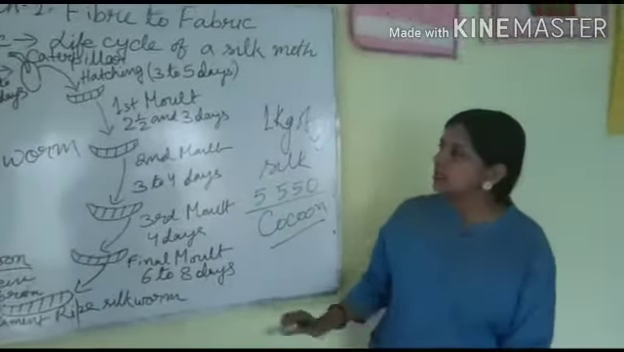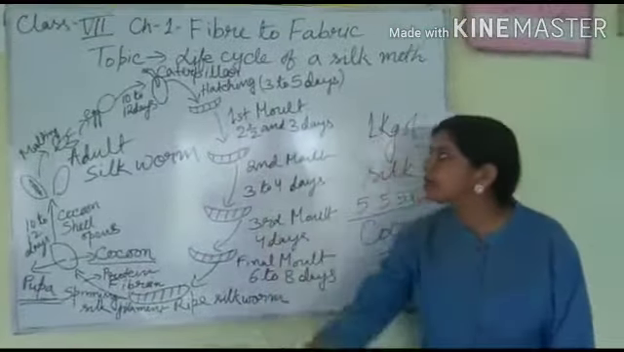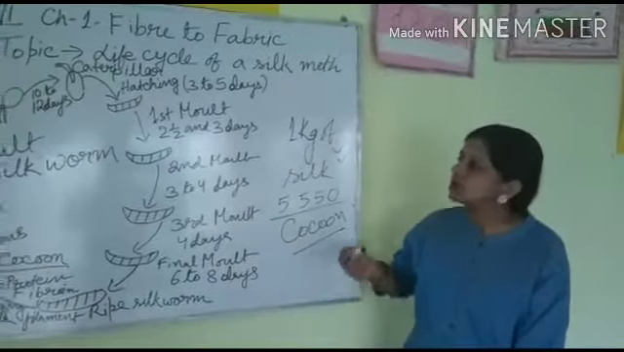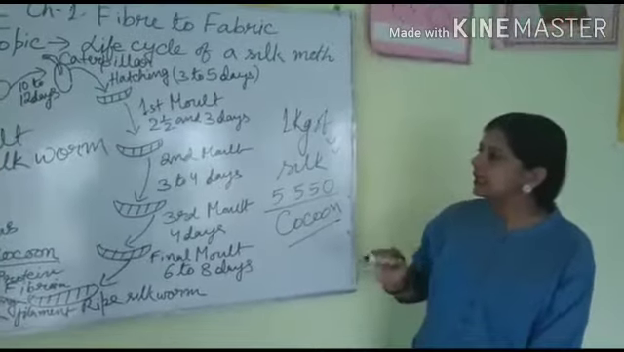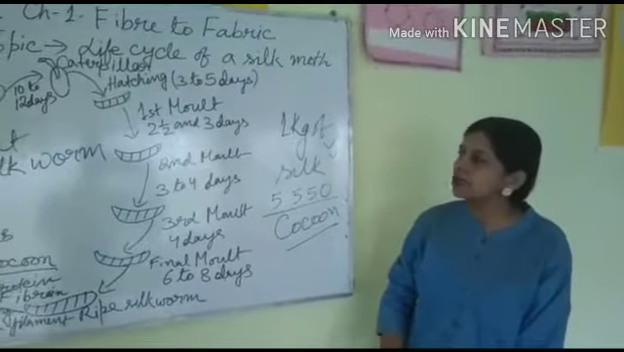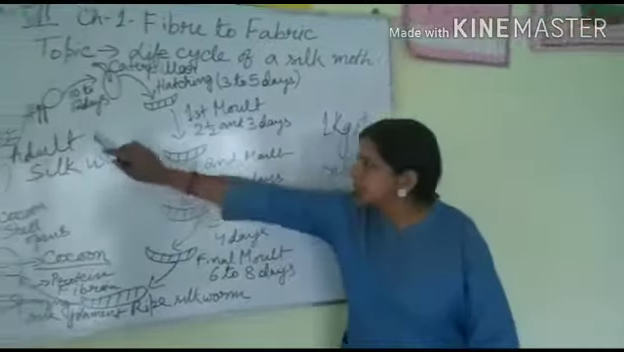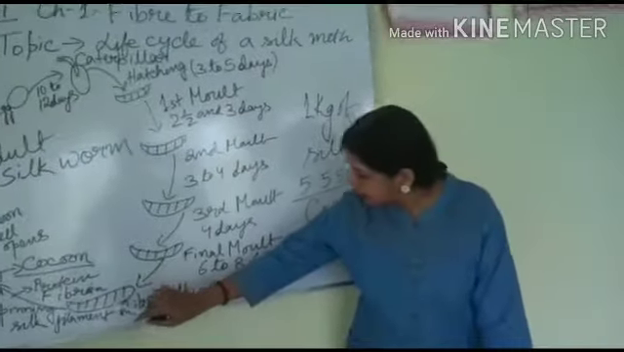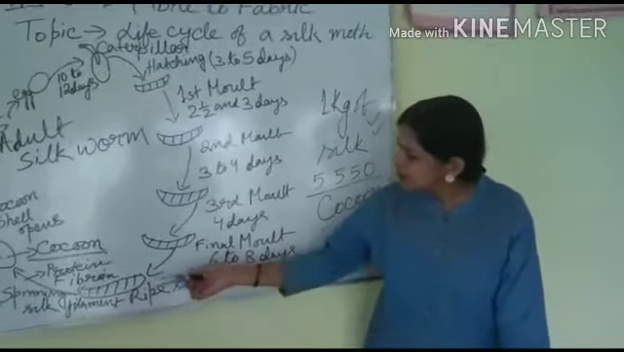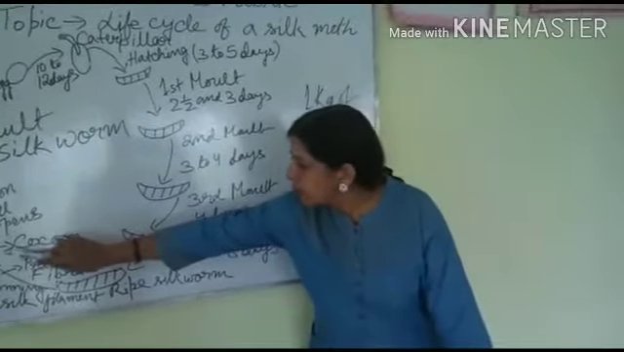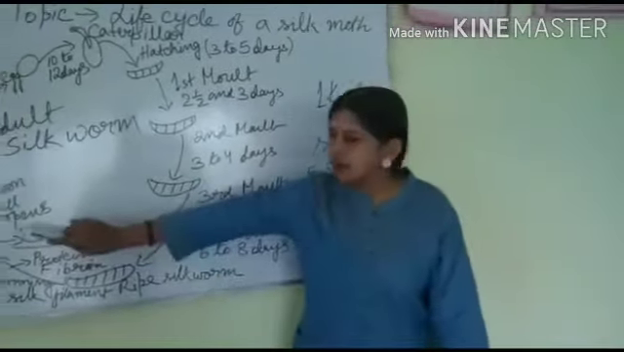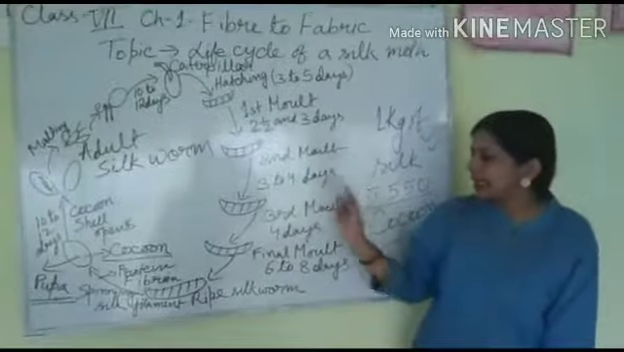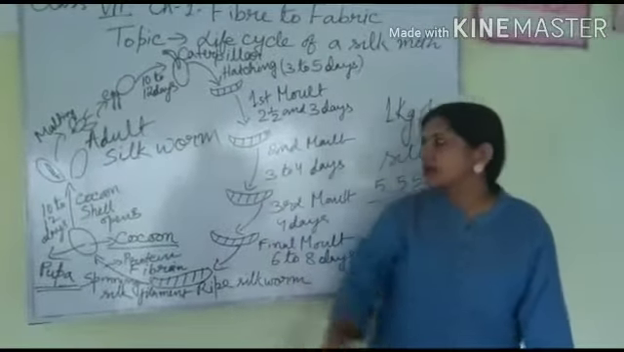Actually, my explanation is mainly for this, that is the life cycle of a silkworm: how many stages are there and how the silk fibers are obtained. Generally, we can categorize it mainly into 4 stages. That is egg, caterpillar, next one is the ripe silkworm, or even I can leave it. Next one is the pupa present inside the cocoon. After the pupa, next one is the adult silkworm. So the 4 stages are egg, caterpillar, pupa, and adult silkworm.